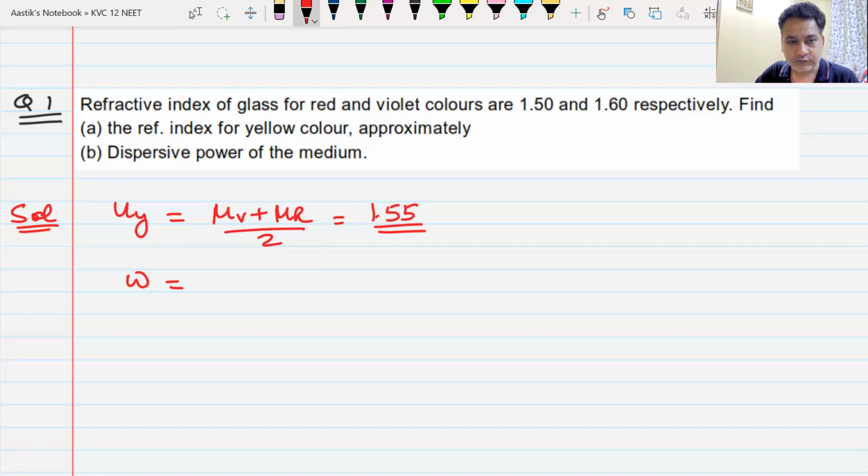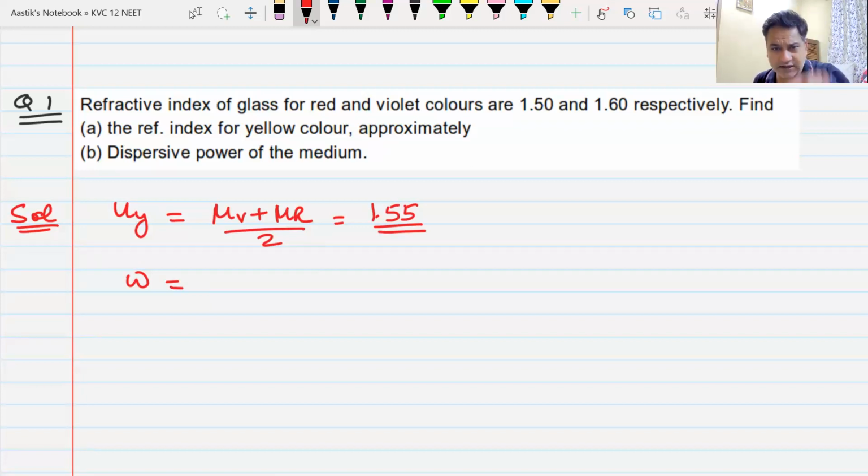Zero, sir. Zero? How can it be zero, beta? Dispersive power zero, that means, okay. Dispersive power zero. That brings me a question. Mu v minus mu r by mu y minus one. What is the answer? 0.1. No, that is not zero, right? That is 0.18. I think the answer is correct.